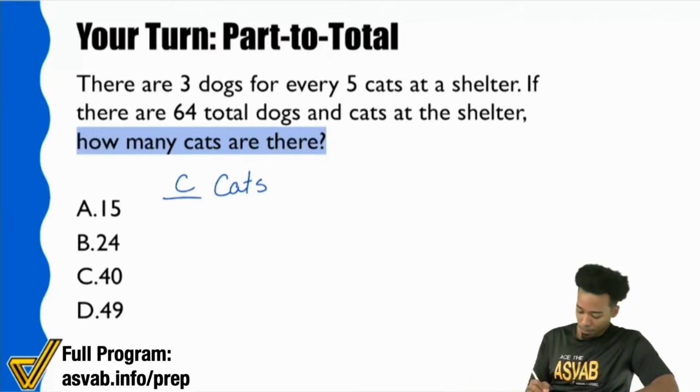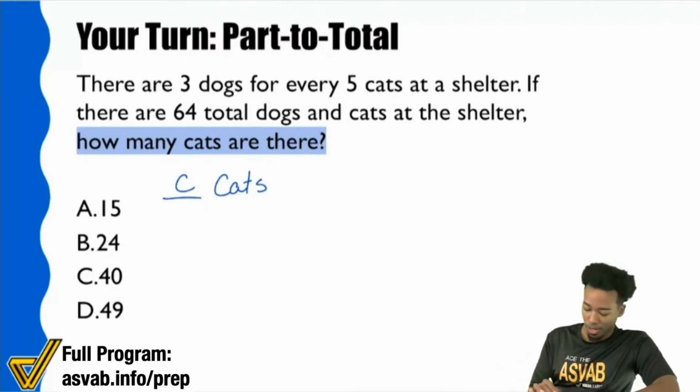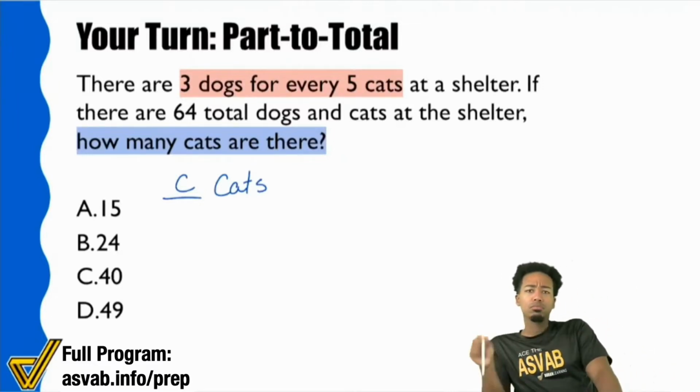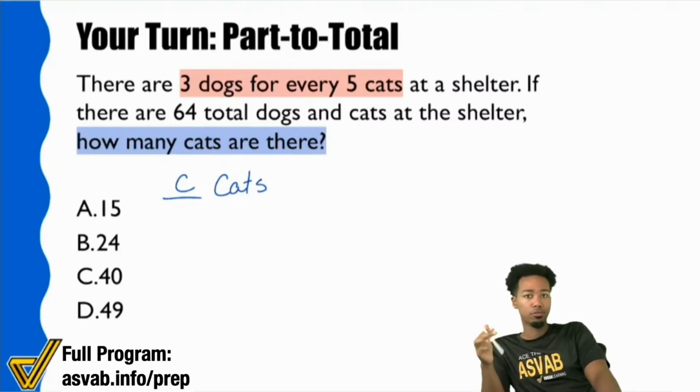So with that, write that down. Be careful about the way you write it down. There are 3 dogs for every 5 cats. Now, everybody, is that a ratio? Is that a ratio? The answer is yes.